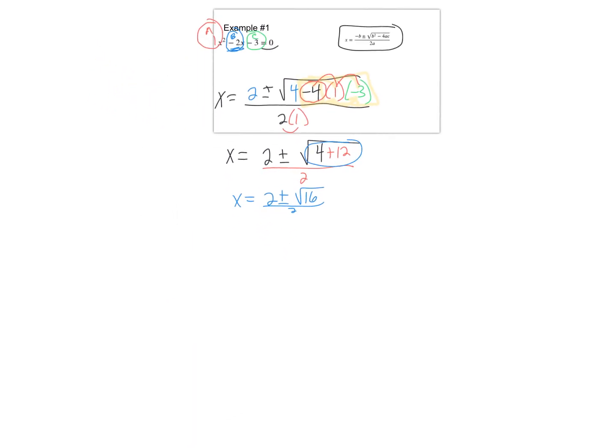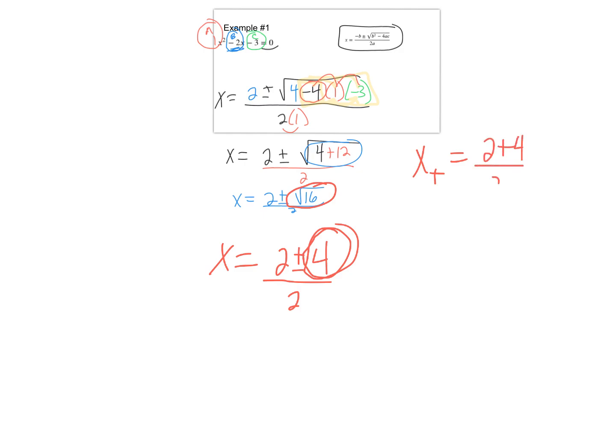Let's shrink that down so I can do some work. Now we're going to evaluate the radicals and pull out our perfect groups if we can. So x equals 2 plus or minus, now the square root of 16 is 4, so that works out nicely for us. And because I've got a nice answer here, I can evaluate using the positive and negative solution sets. So x positive: 2 plus 4 divided by 2. Well, 2 plus 4 is 6, divided by 2, which is going to be 3.